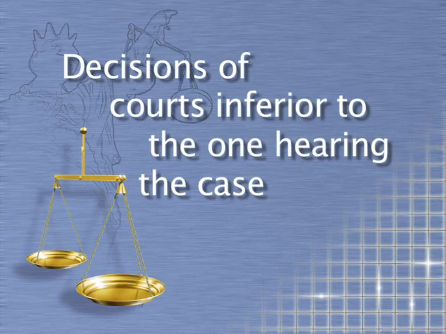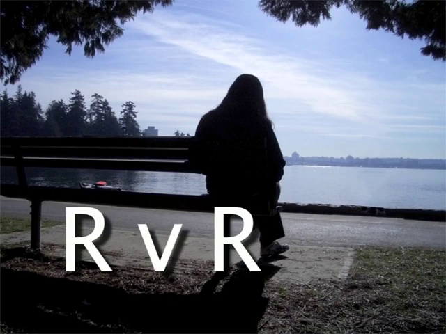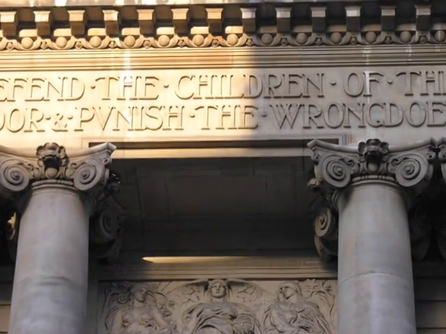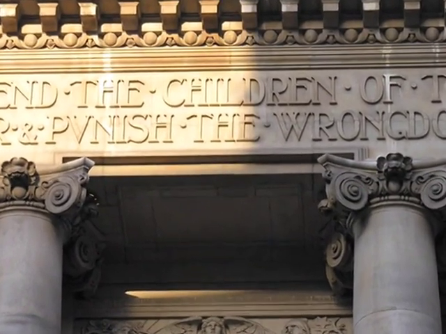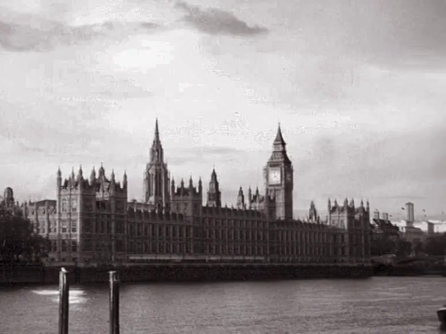Decisions of the courts inferior to the one hearing the case. The most famous recent example of this is the case of R v R, which established that rape within marriage was a crime. The precedent was laid down in the Court of Appeal and followed by the highest court in the system, the House of Lords, which agreed with the legal reasoning of the Court of Appeal.